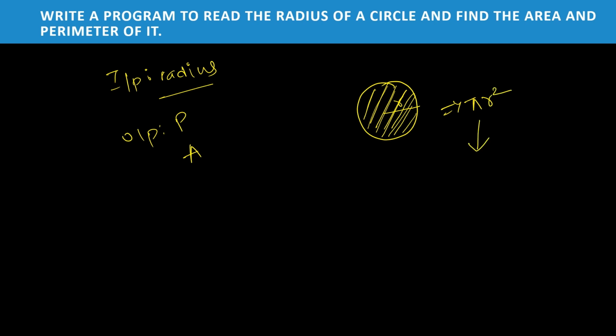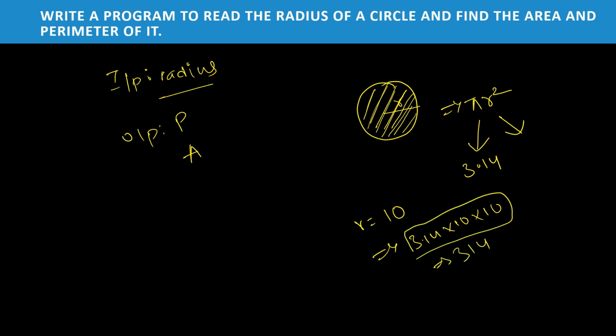Here, pi is already fixed as 3.14, and radius is whatever input the program gives us. For example, if the radius input r is equal to 10, what is the area? 3.14 into 10 into 10, nothing but 314. It's very simple. We need to calculate by the formula pi r square.